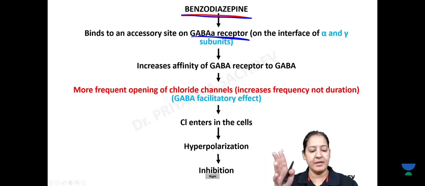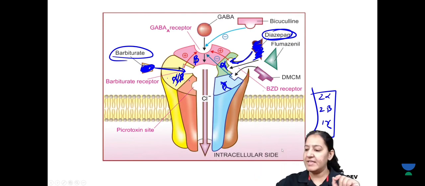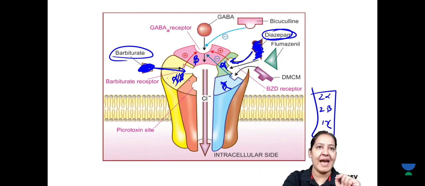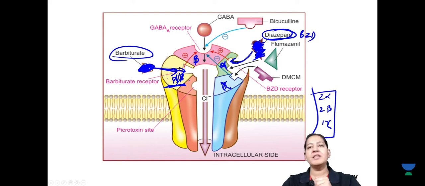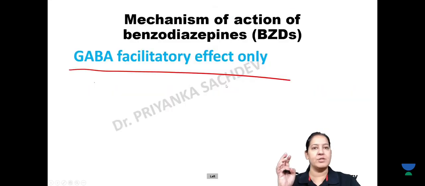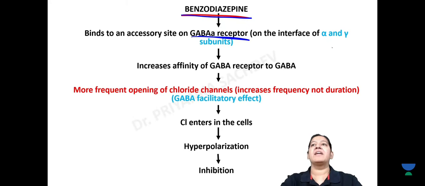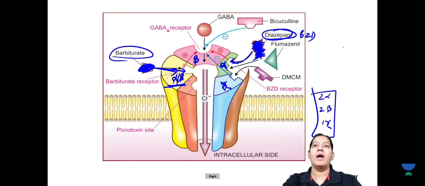It is visible in the diagram also. Clearly visible. See, a tablet of barbiturate, where is it acting? Alpha-beta junction. See, a tablet of diazepam, that is benzodiazepine. It is acting on the alpha-gamma junction. Give me a thumbs up. So it is acting on the alpha and gamma junction. There is an MCQ on this.